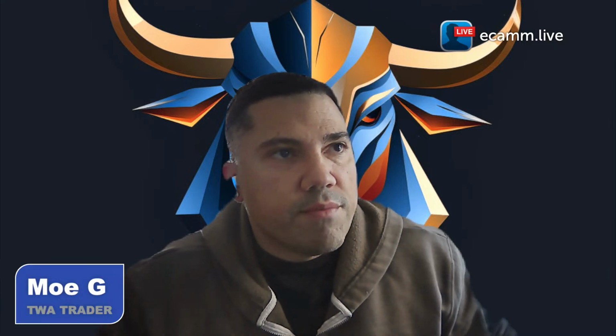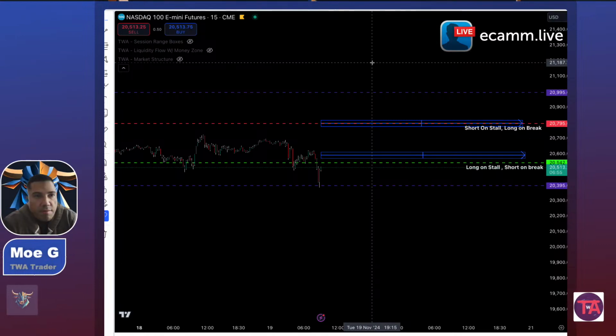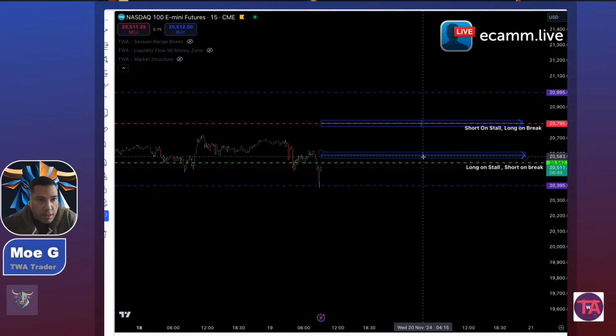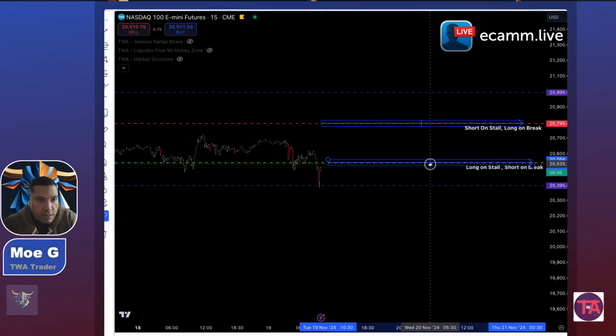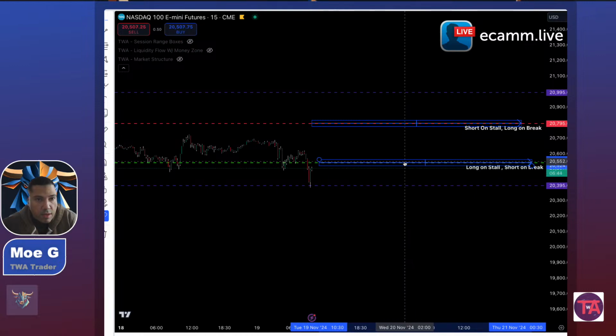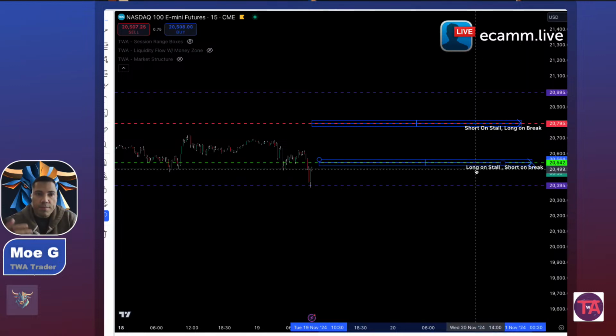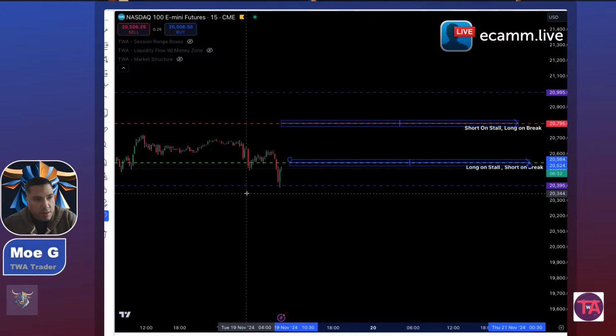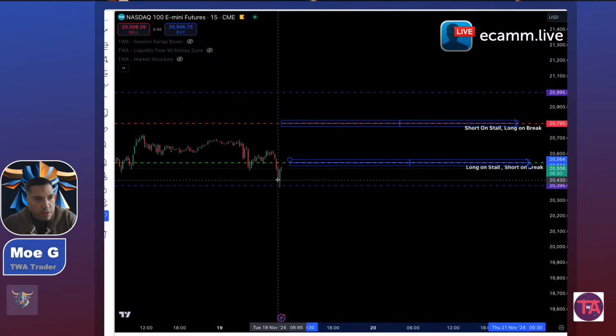First thing I'm going to go over is my game plan. This is the game plan I make every day, a new one every day. The green line here is basically any level that I have below this green line. This is the direction: I'm going to long on the stall or short on the break. As you can see here, yes, we broke below.